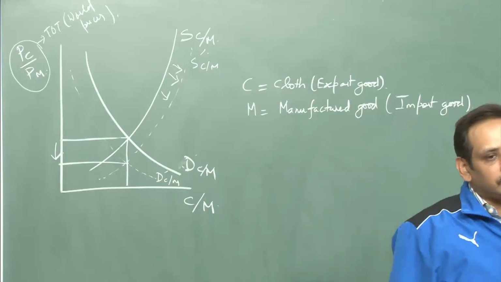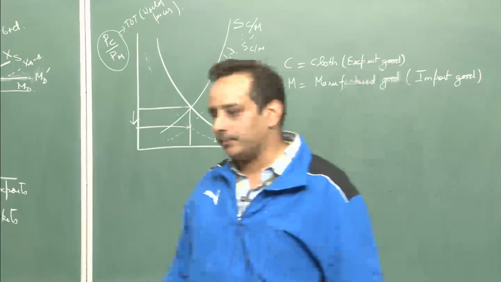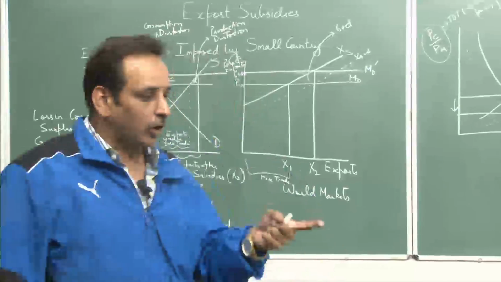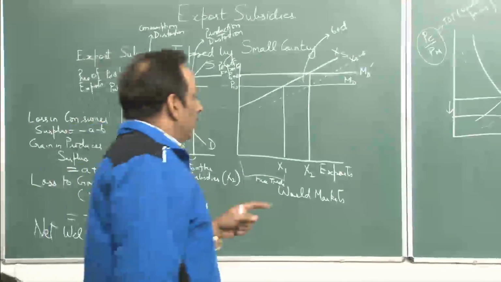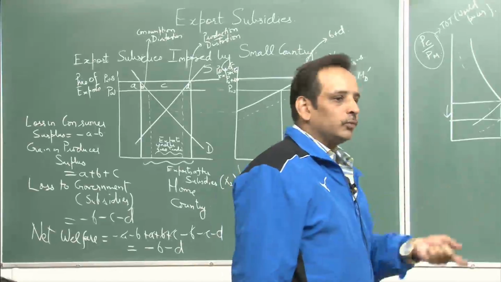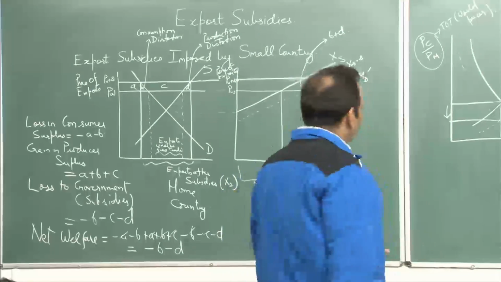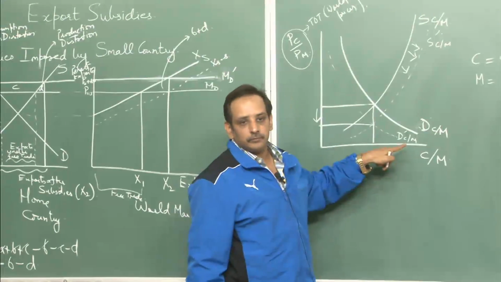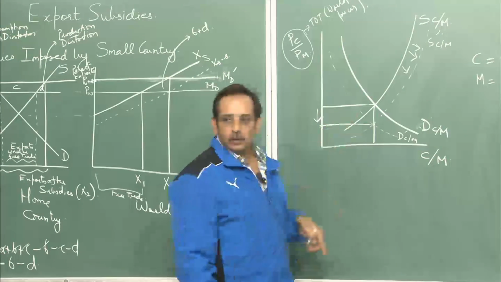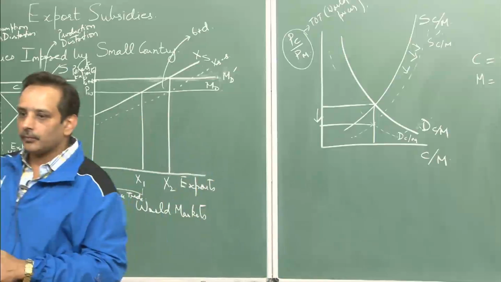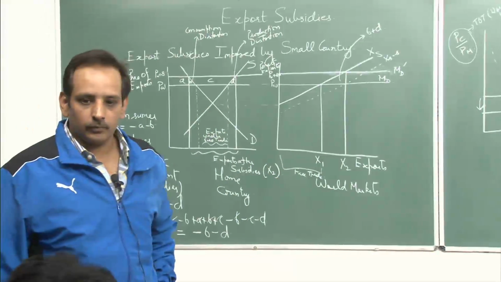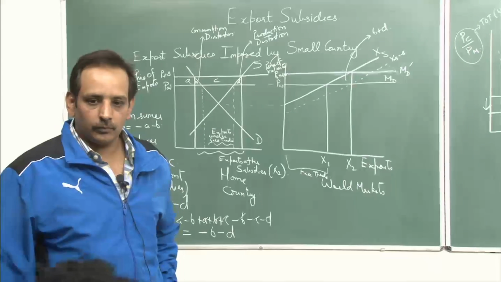But because the price of C by M, the price of cloth, has gone up, producers gain, consumers lose. So the demand for cloth by manufacturing comes down. So if government is giving subsidy to the producers, then that amount of subsidy should be kept by the firm. Why is it reflected in the market?